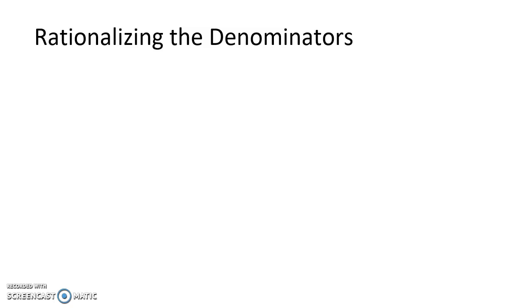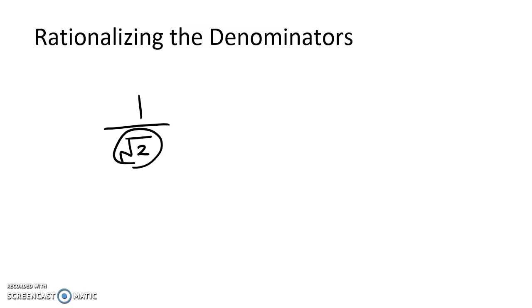In this video, we'll talk about how to rationalize a denominator. In math, when we get a result, if you have a radical sign in the denominator, for example, 1 over square root of 2, you will have to somehow get rid of the square root in the denominator.